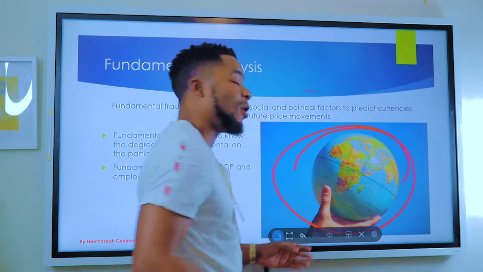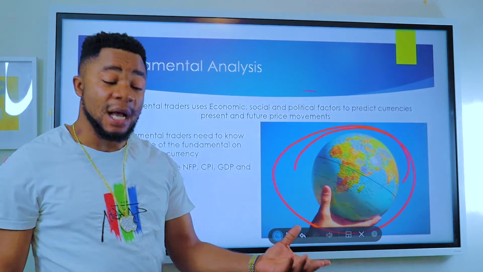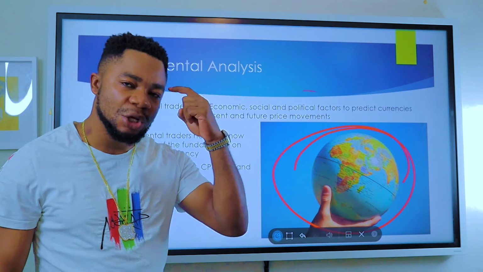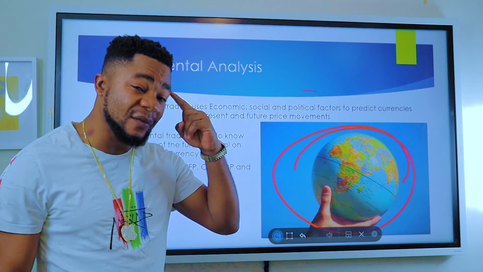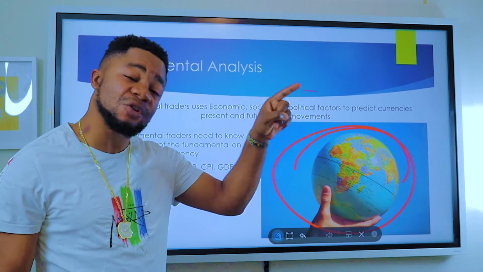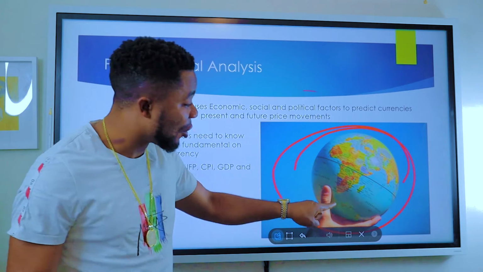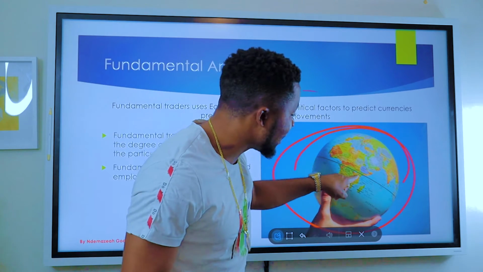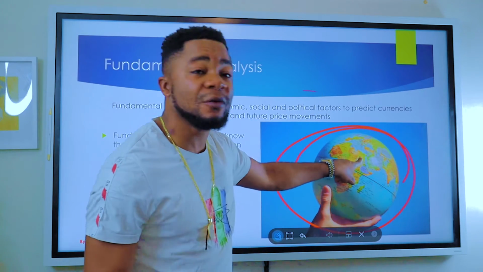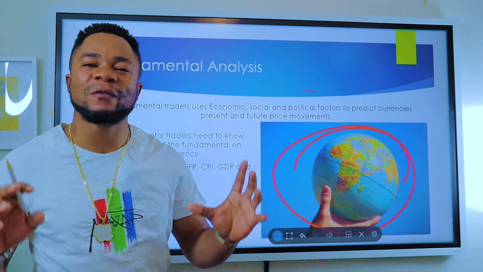We have our globe right here, because as a fundamental trader, as somebody who trades with fundamental analysis, you need to have an idea about what is happening globally. You need to have an idea about what is happening in the United States if you want to trade the United States dollar. You need to know what is happening in South Africa if you want to trade the South African rand, and in Egypt if you want to trade the Egyptian pound.